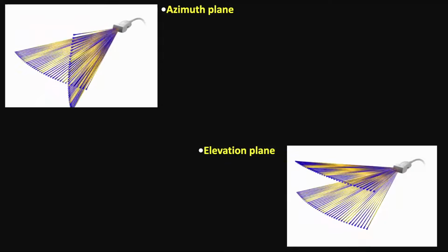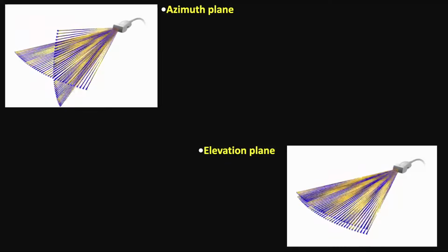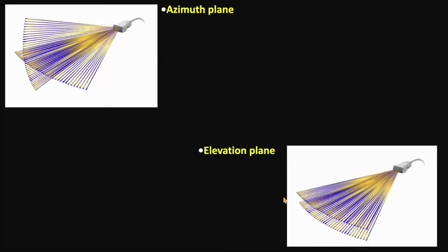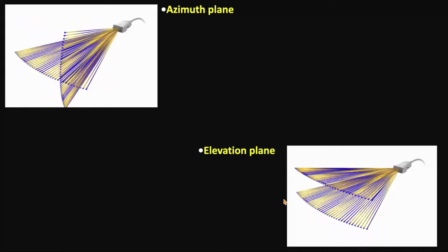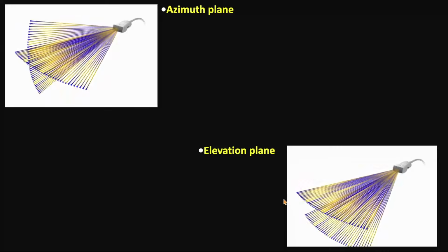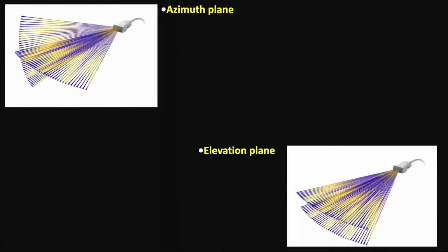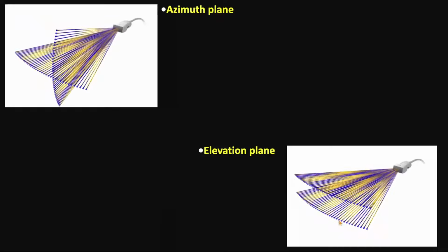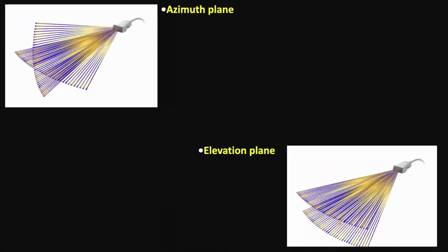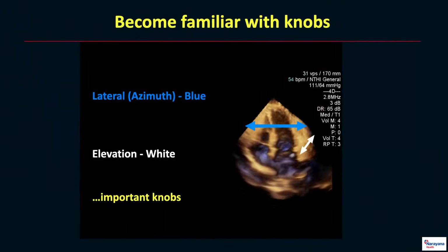Terminologies. So there is something called the azimuth plane. You can see that the beam is moving side to side, so that means it is trying to capture image data from side to side. That is called the azimuth plane. And here you can see that it is going from top to bottom, so it is capturing image from up and down. This is called the elevation plane. These are knobs which are available, and they have the same names on the machine, and you have to be familiar with it.